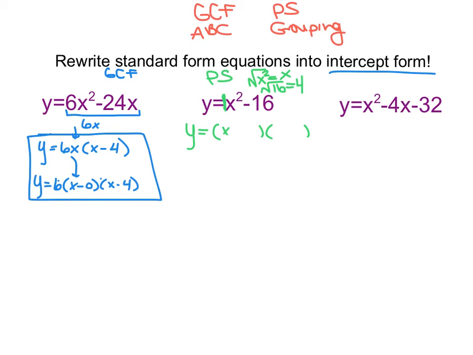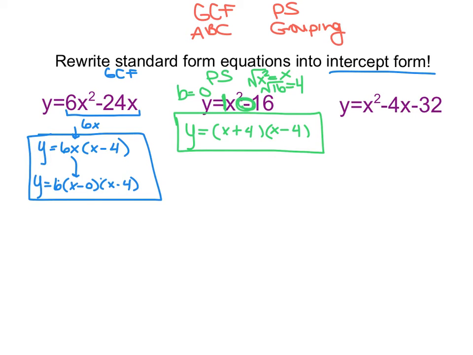So I put x's in the front, 4's in the back, and then because there's no middle term here, I know that b is really equal to 0. So there's some canceling going on, which means that I have one positive and one negative 4. And there is my factored form. I have something times something is equal to y.